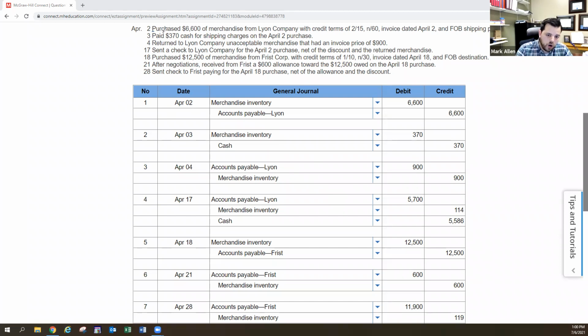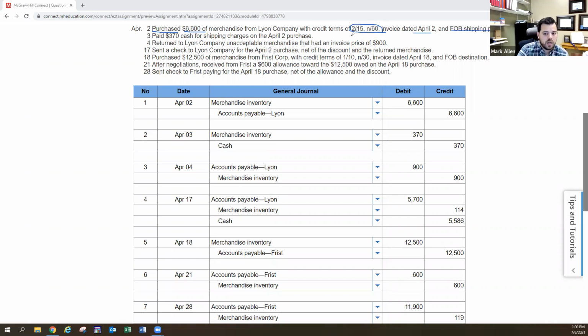So in this case, we are purchasing, we're not selling, $6,600 of merchandise from Lion Company, credit terms 2/15 net 60, invoice dated April the 2nd, FOB shipping point. So first thing that you should do, right? Nothing else matters until you understand what these terms mean. Nothing else in this question can be done until you understand what these terms mean, really.